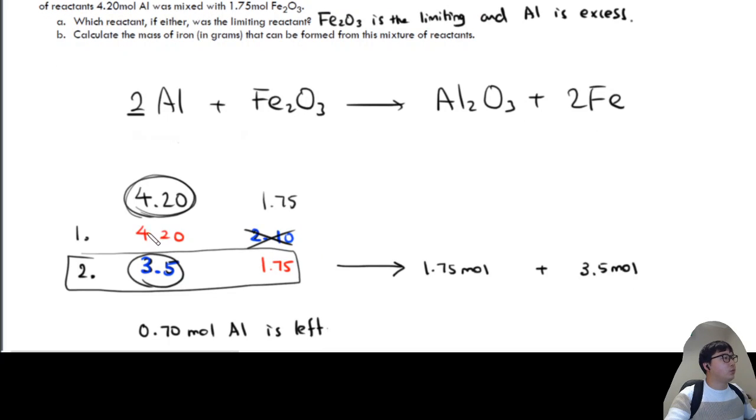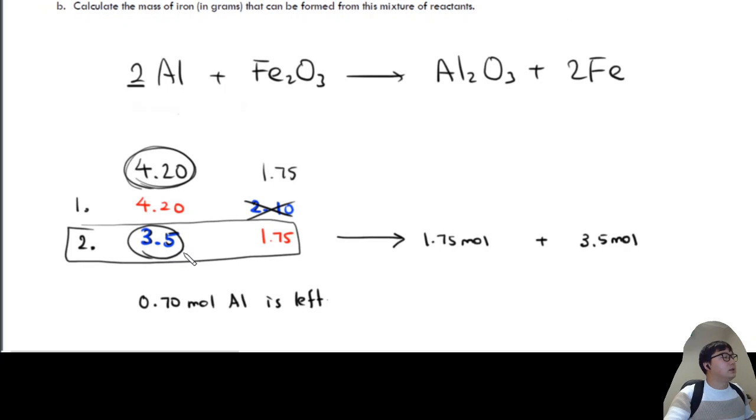And to react 4.2, you need 2.1, which you don't have. To react all of 1.75, you need 3.5, you see? That's just 1 to 2, that's why it's 1.75 and this is 3.5. And yeah, that much Al is left. And that will produce that much mole and that much mole of those two.